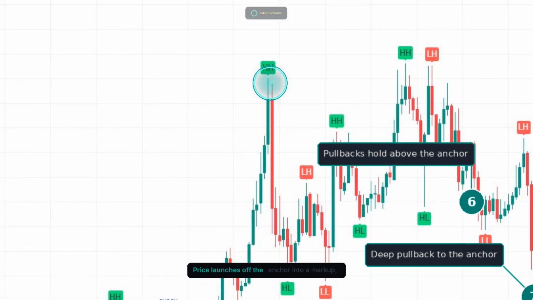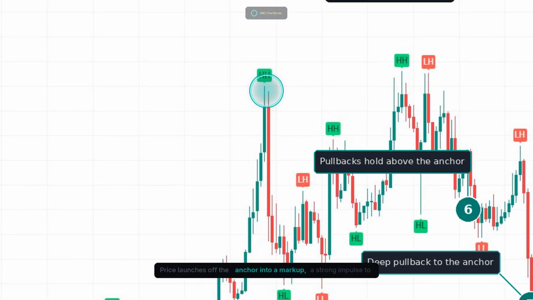Price launches off the anchor into a markup, a strong impulse to the first major higher high, candles solid and committed. The buying that formed the order block is now a trend, and the anchor recedes below as price climbs. The strength of this first leg validates the anchor. A weak move off the zone would cast doubt on whether real buying was behind it. This is decisive, exactly what confirms genuine demand.